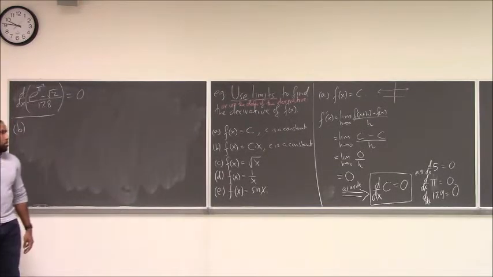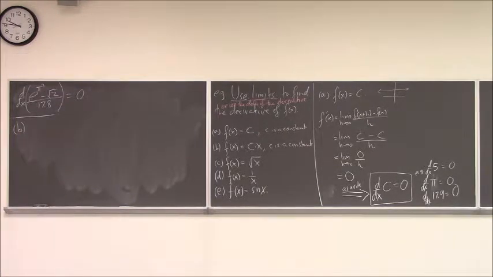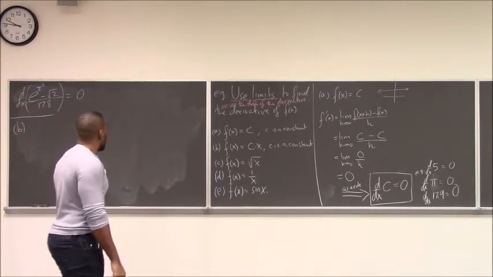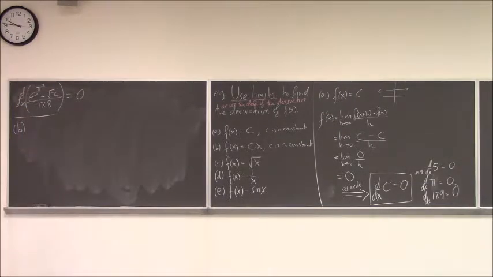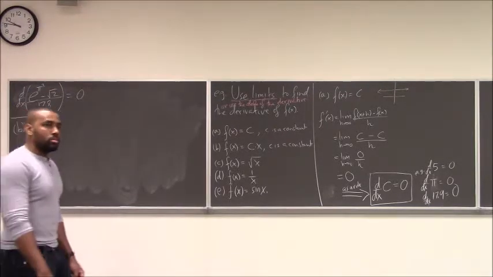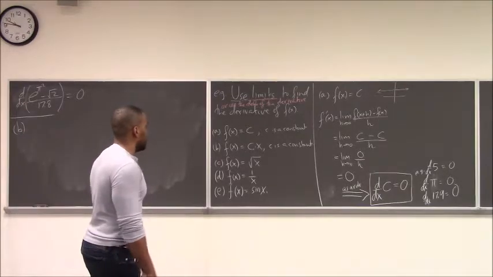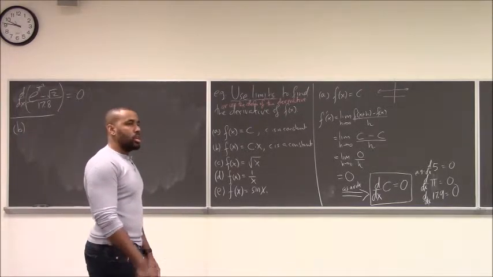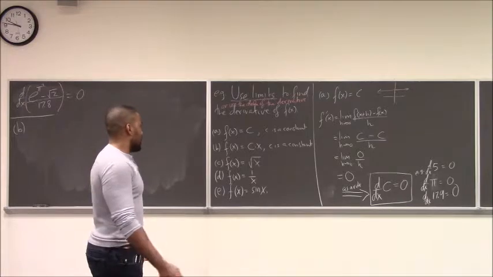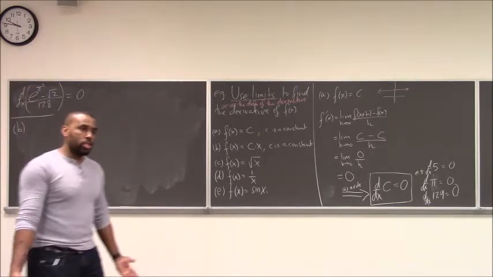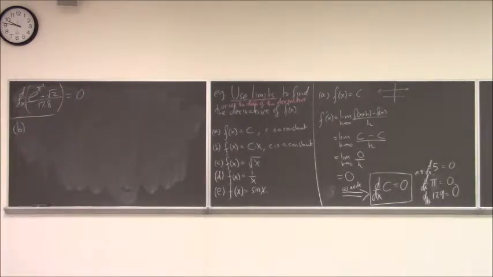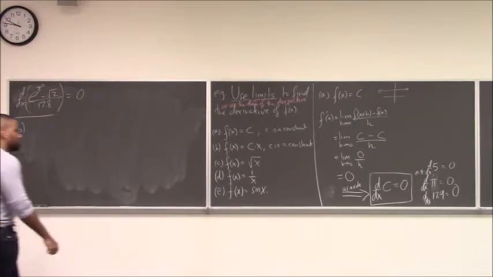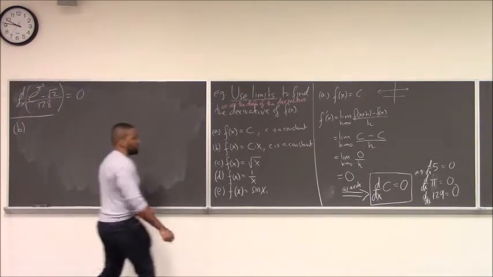Let's look at example B. What if we have a constant times x? What is that derivative? Well, again, knowing that the derivative is the slope, what do you think that should be? It would be c. If you have y equals 5x, what is the slope of that line? Well, it's 5. So that's what we expect the answer to be.